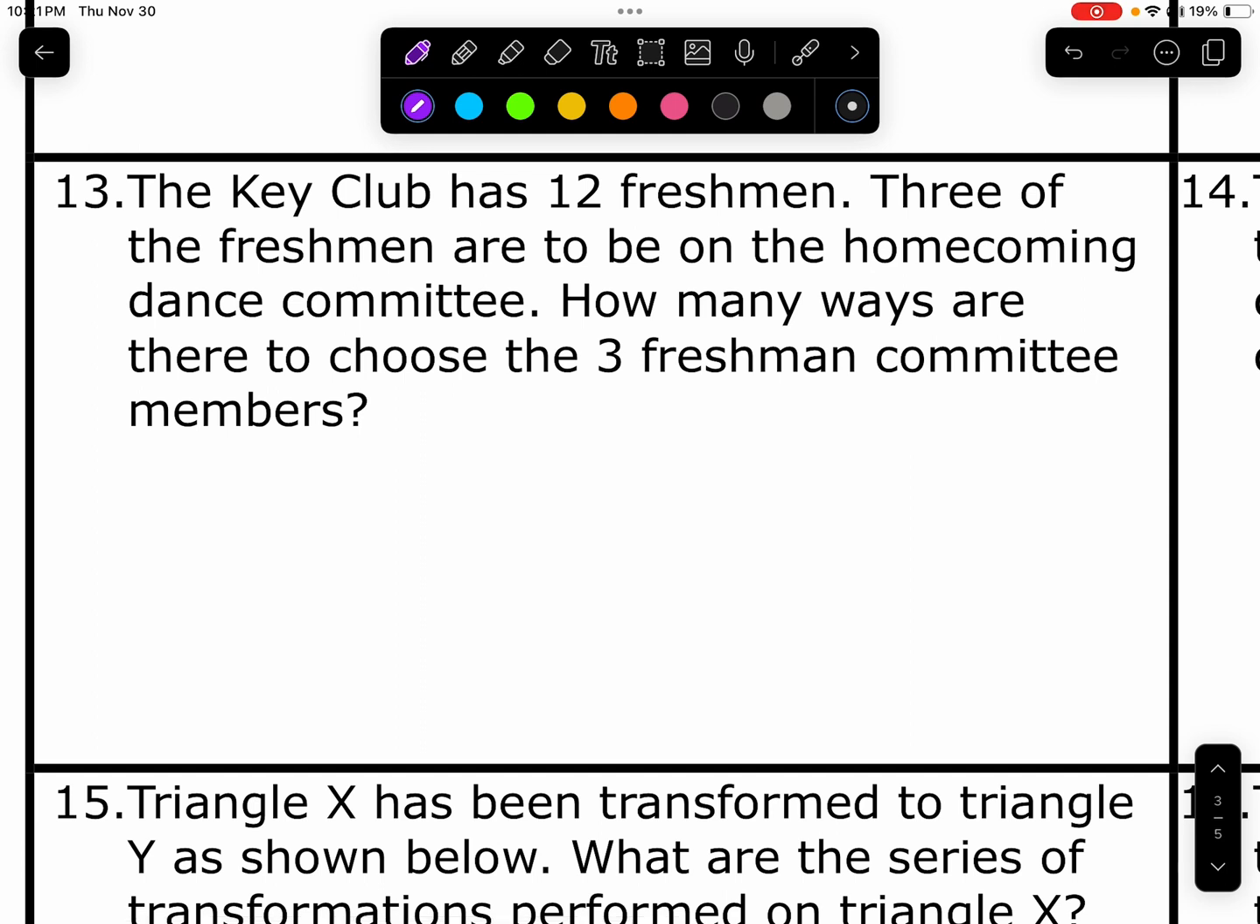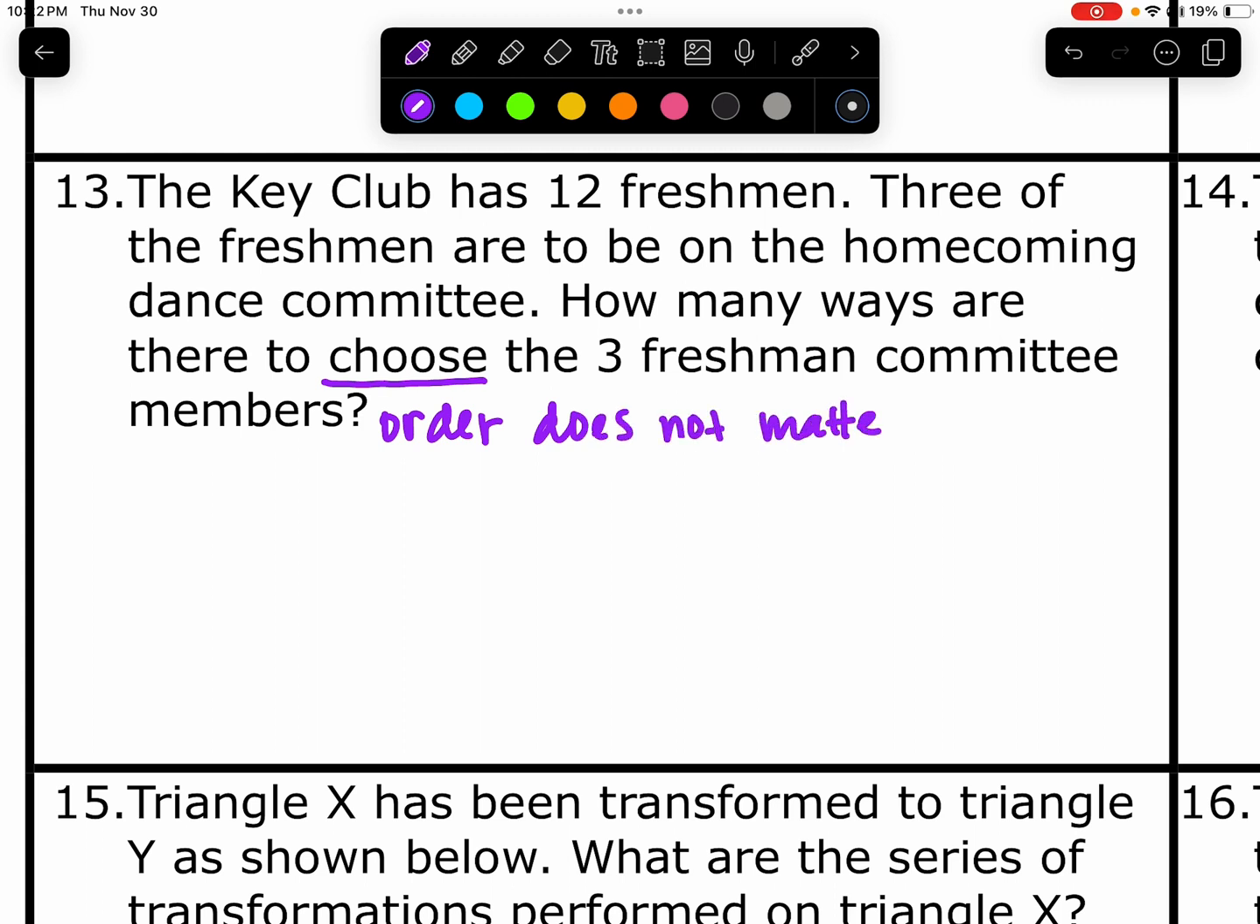Number 13. The Key Club has 12 freshmen. 3 of the freshmen are to be on the homecoming committee. How many ways are there to choose 3 freshman committee members? So this says choose. So we know it's going to be permutation or combination, but we're not arranging anything. We're just choosing. So that'll be combination because the order doesn't matter.